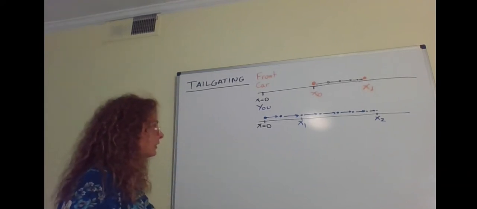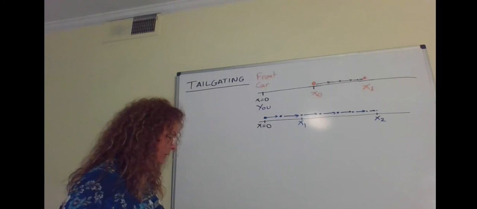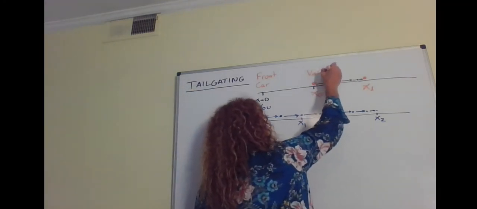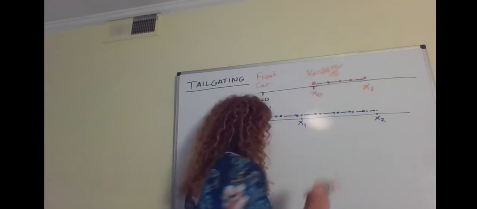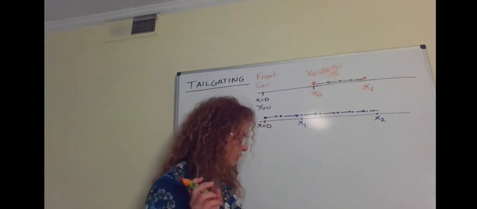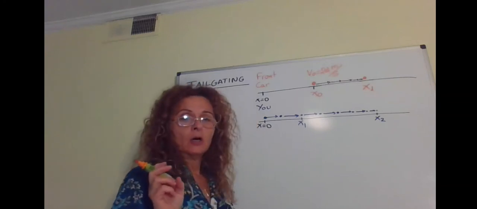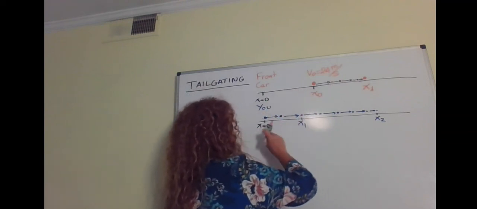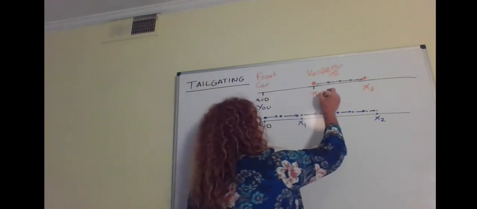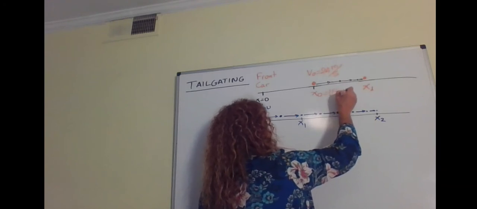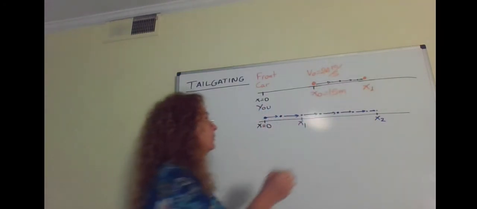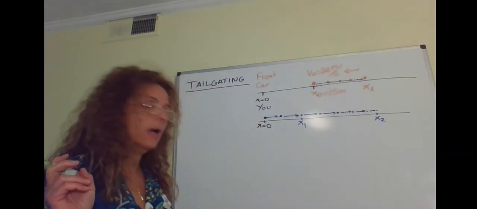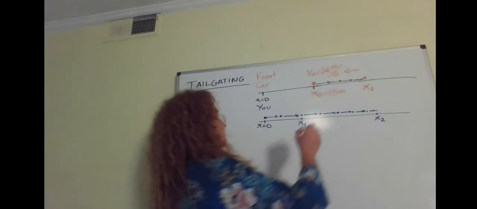So let's say that the front car has an initial velocity of 24 meters per second. And when he starts, he's 15 meters in front of you. So if this is the zero position, he starts from 15 meters. So he applies the brakes. He has some acceleration that I consider to be 8 meters per second squared.